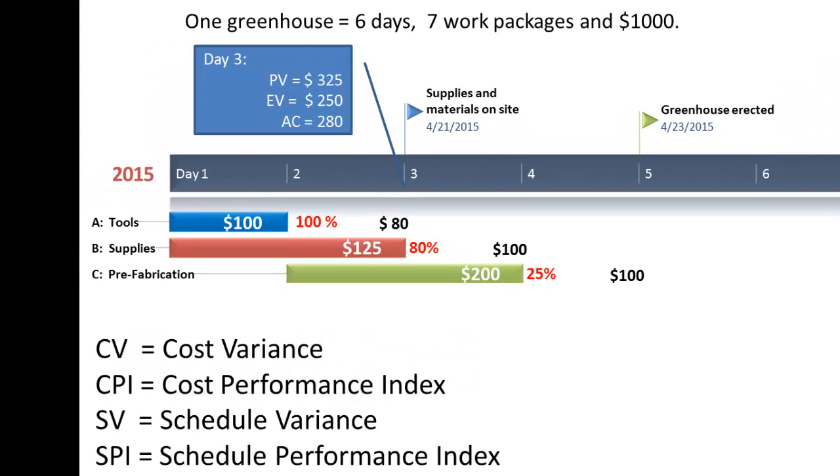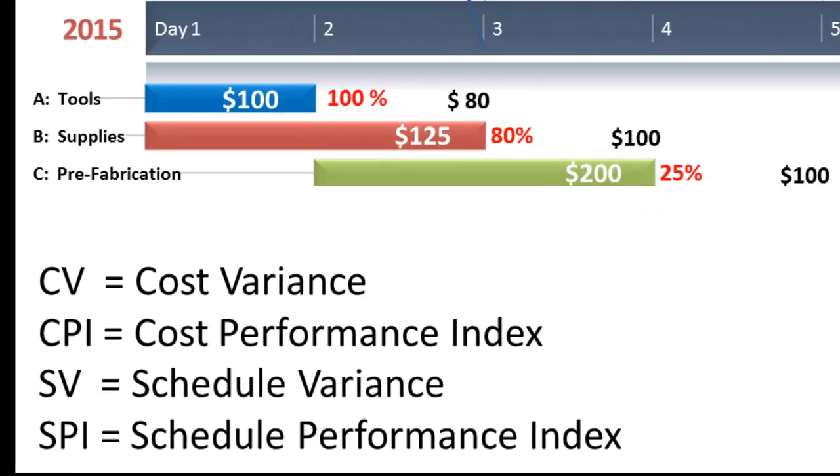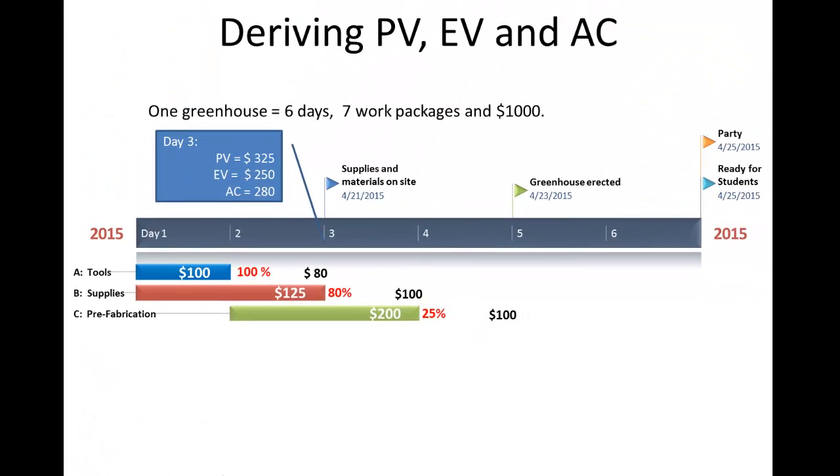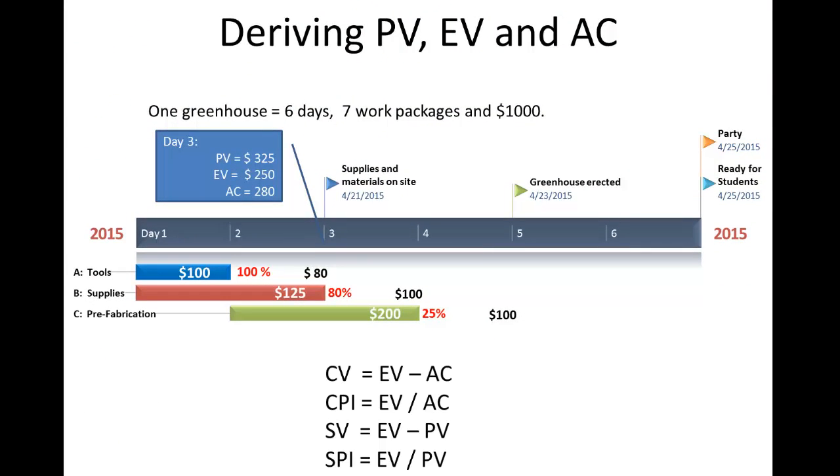You are ready to determine your cost and schedule variances and performance index, which are frequently used as a key component of plan reviews and performance measures required by your project sponsor and your stakeholders. Cost variance and performance index, as well as schedule variance and performance index, are abbreviated as shown. These formulas all begin with the earned value.